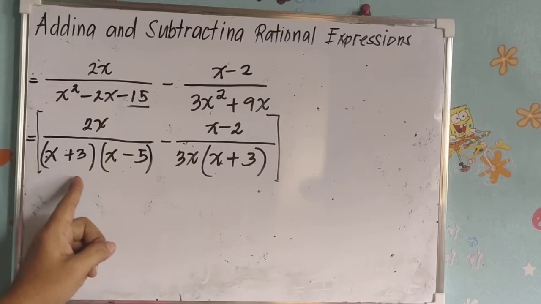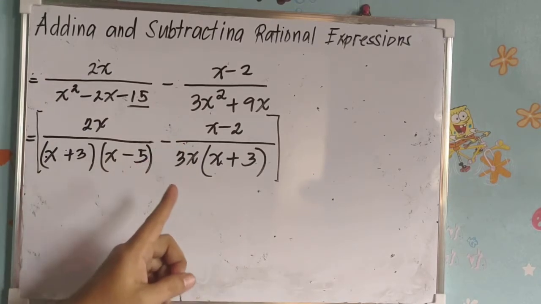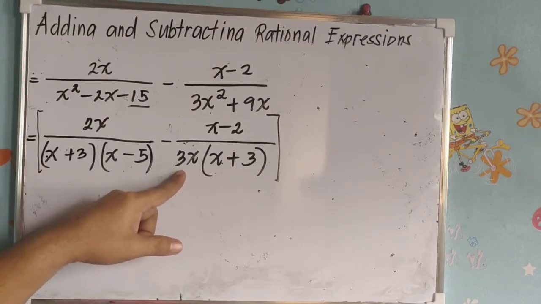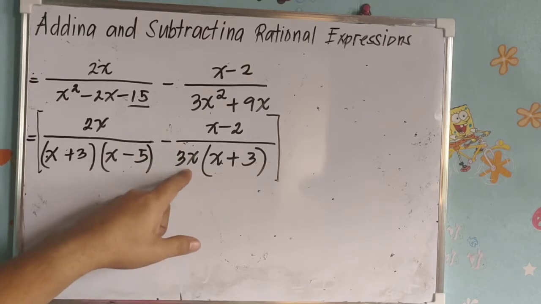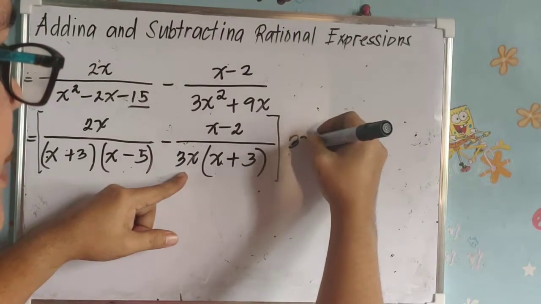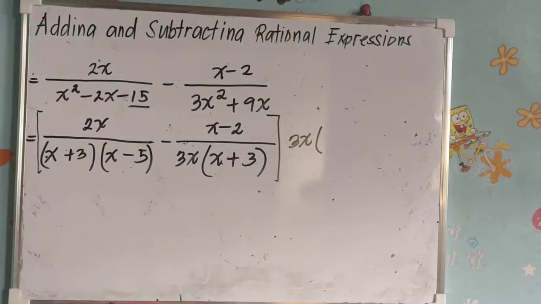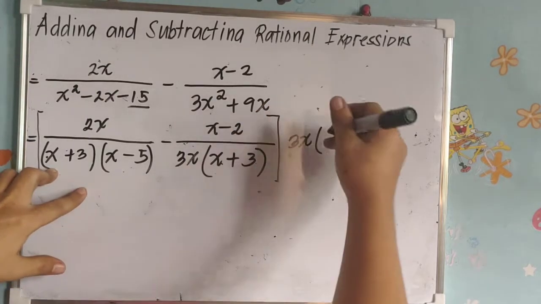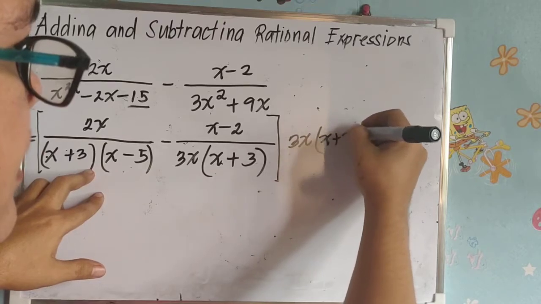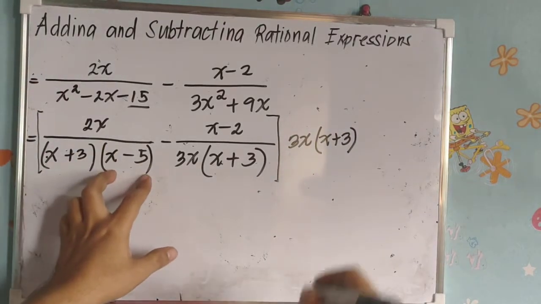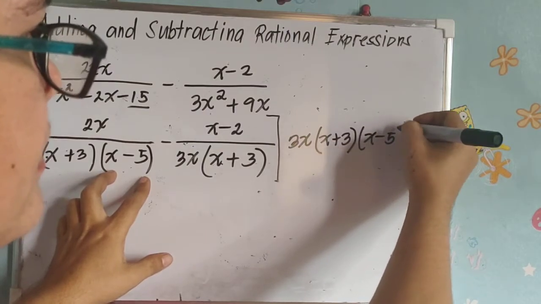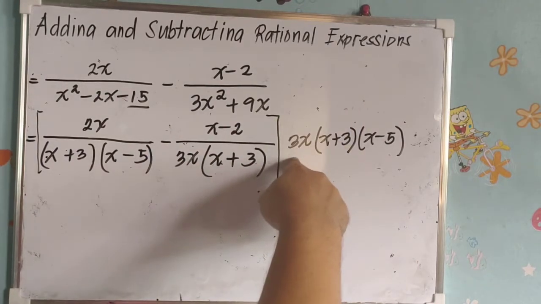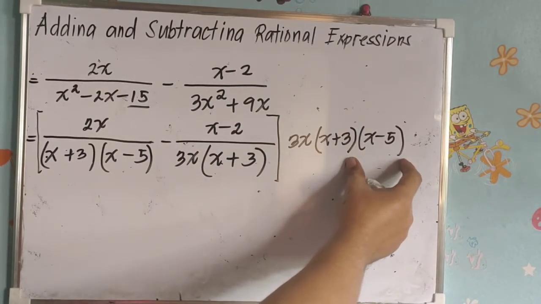So let's start with the outside factor first, which is 3x. So this is only 1, so that means this is a distinct factor. So automatically we will have 3x. And x plus 3 is common to both denominators and same degree. So x plus 3. And we have a distinct factor, x minus 5. So that means the LCD is 3x times the quantity x plus 3 times the quantity x minus 5.